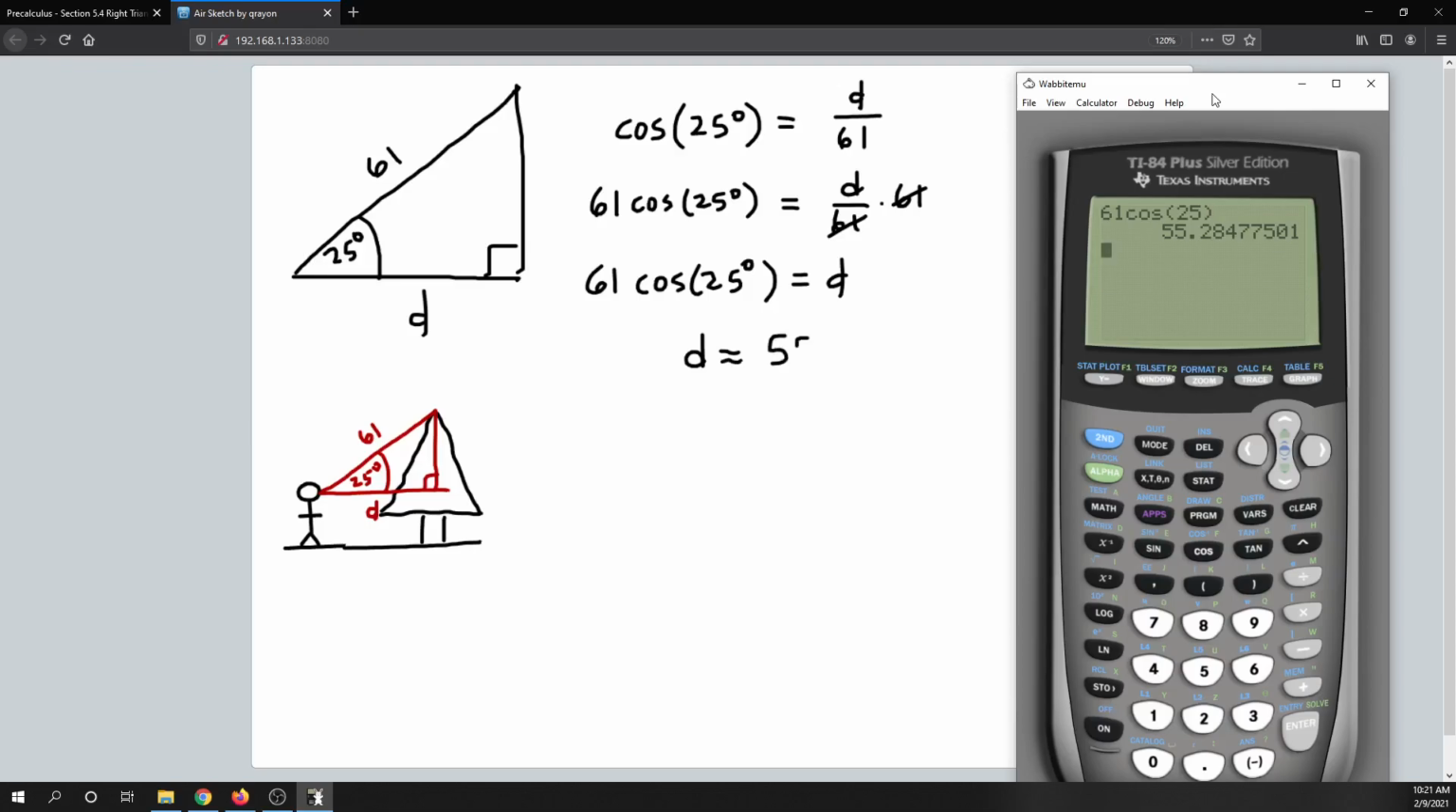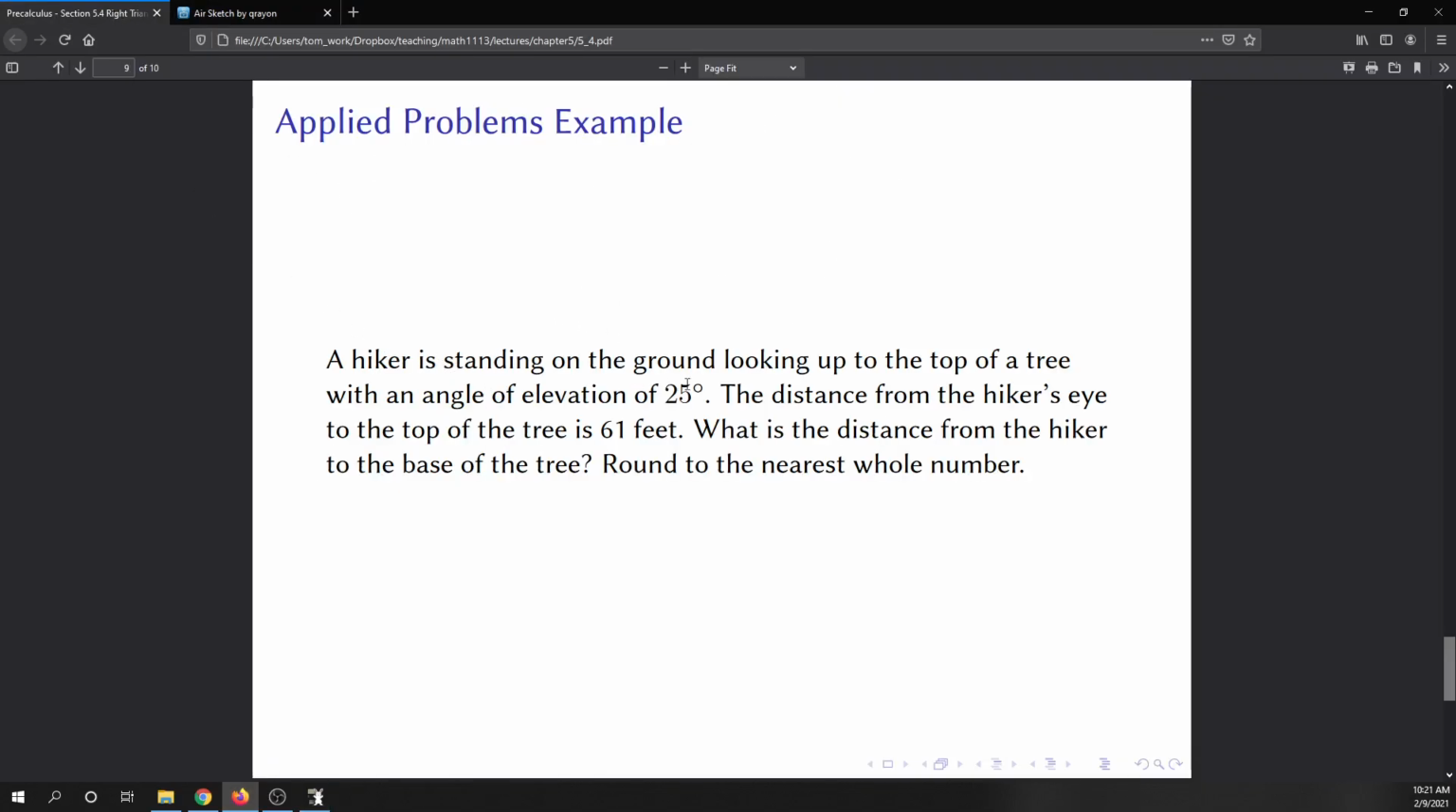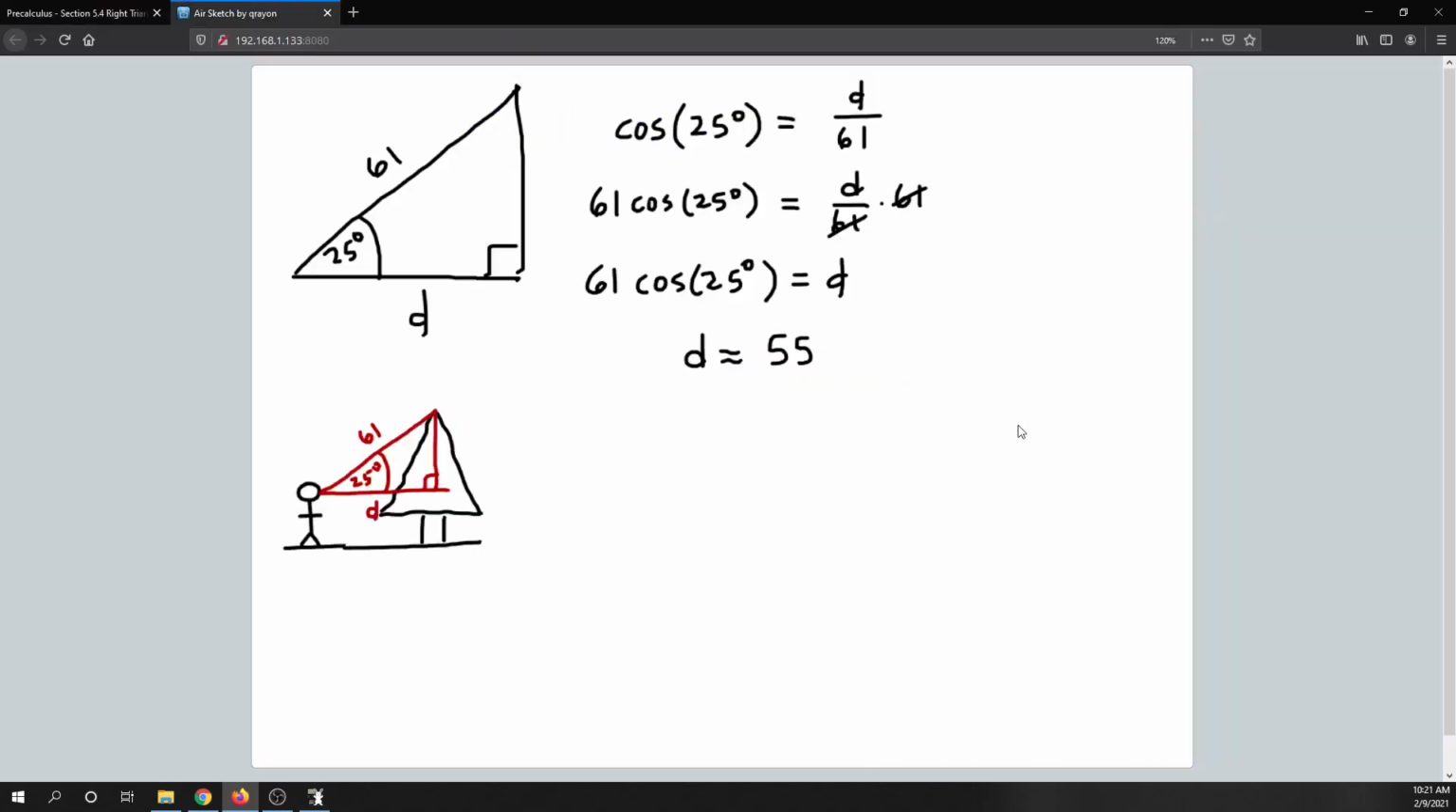right? So what that means is that the distance is approximately 55, to the nearest whole number is what they wanted, okay? And this is an applied problem. They specify the units as being feet, and so don't forget your units there. So 55 feet on the height of the triangle. All right, and that is it on this one.